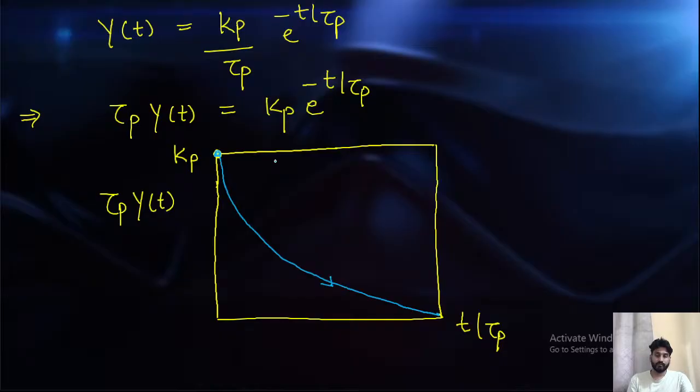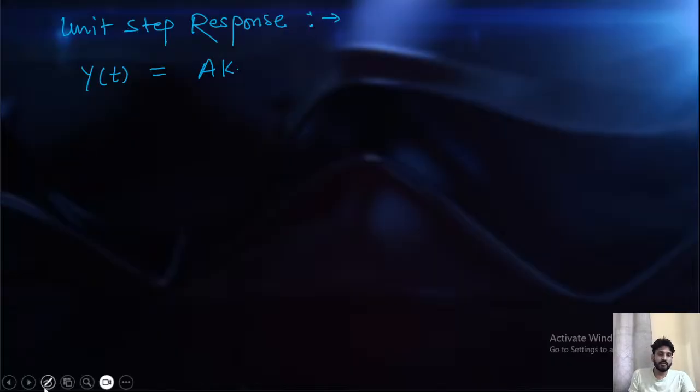One important thing in this: see guys, what is the unit step response? The unit step response is y(t) equal to, it is unit now, so A will be 1, Kp into 1 minus e raised to power minus t divided by tau p.